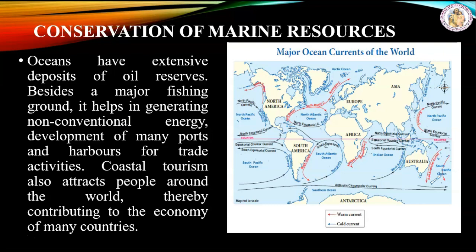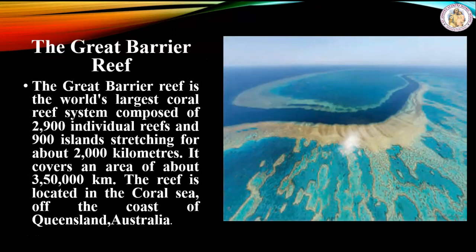The Great Barrier Reef. Do you know, the Great Barrier Reef is the world's largest coral reef system composed of 2,900 individual reefs and 900 islands stretching for about 2,000 kilometers. It covers an area of about 350,000 square kilometers. The reef is located in the Coral Sea off the coast of Queensland, Australia.